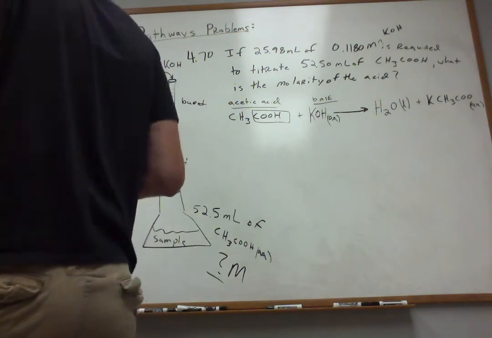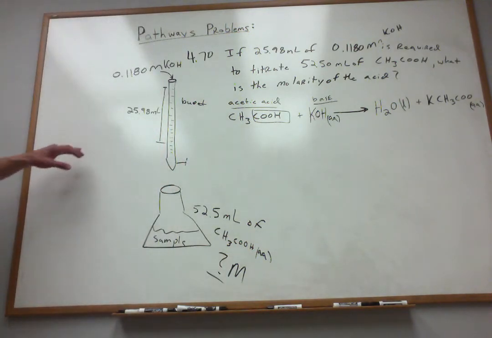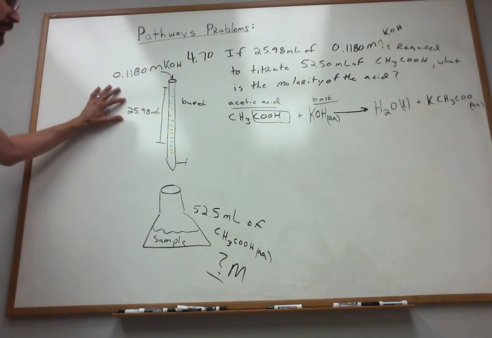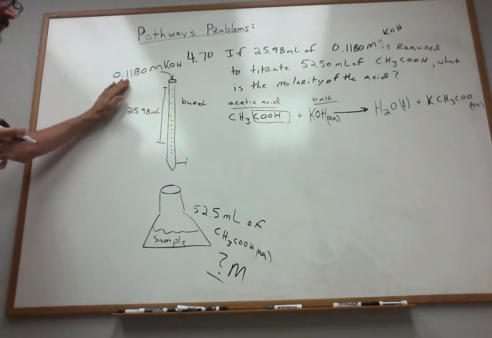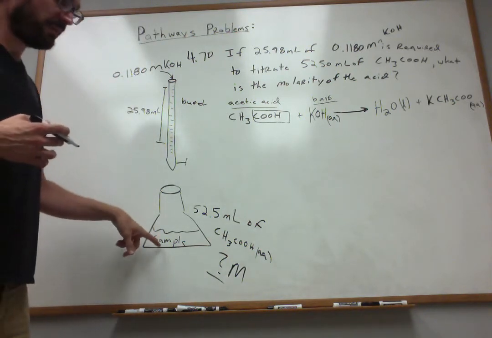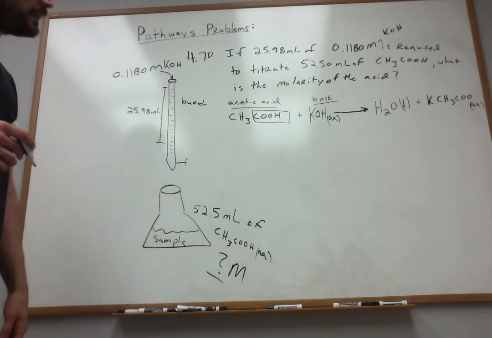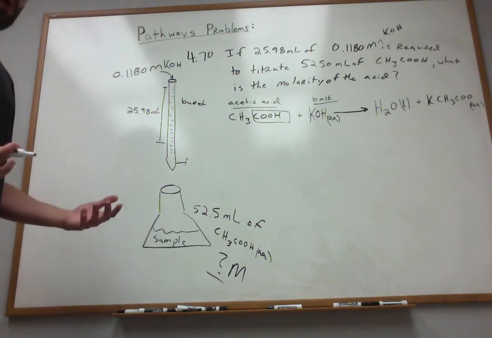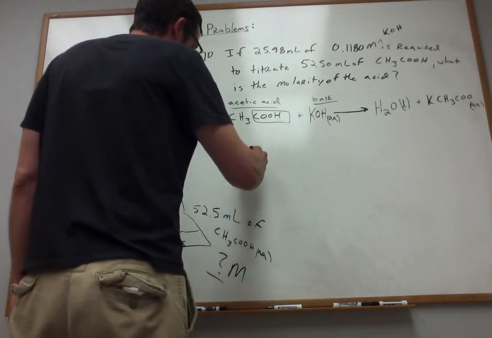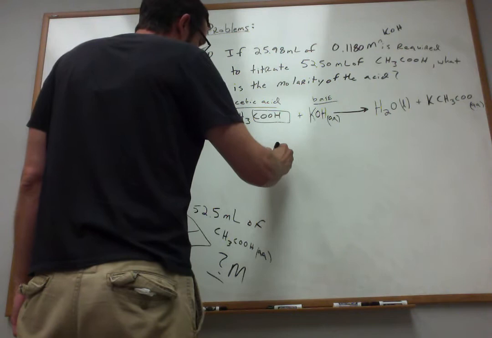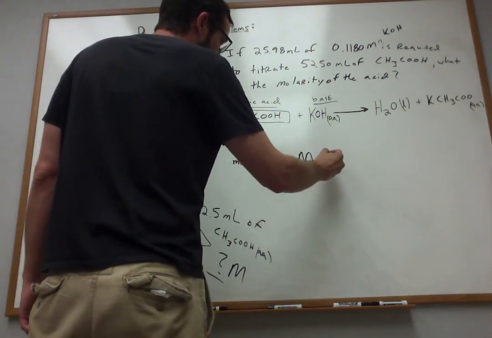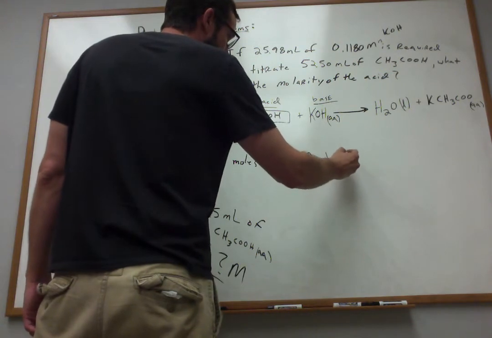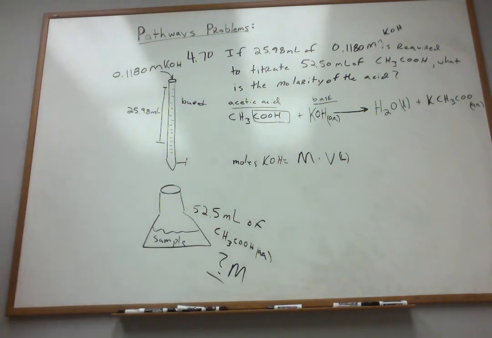Now in this experiment, I was required to add 25.98 milliliters of this molarity KOH to reach the endpoint. That endpoint is when I've consumed all the acid that's in this flask, okay? So can I figure out how many moles of KOH was required? I think I can, because I remember molarity times volume in liters gives me moles, right?